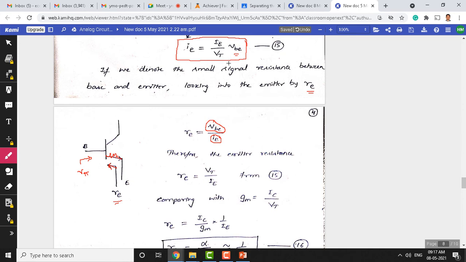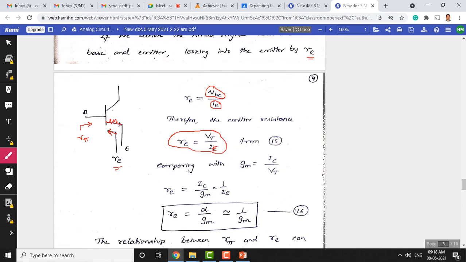Look here, from equation 15, if you observe, there is a VBE here, which is also here, and there is an IE here, which is also in the denominator. So the final expression from this equation 15 is RE equal to VT by IE. So this is VT by IE. This is the first formula for the emitter resistance, which is measured looking into the emitter.